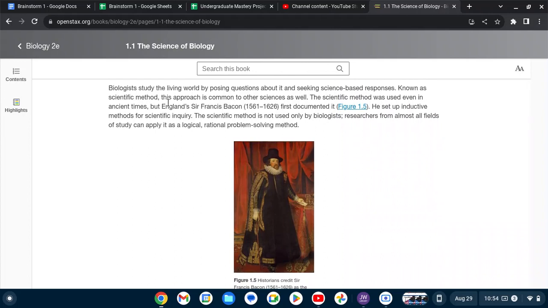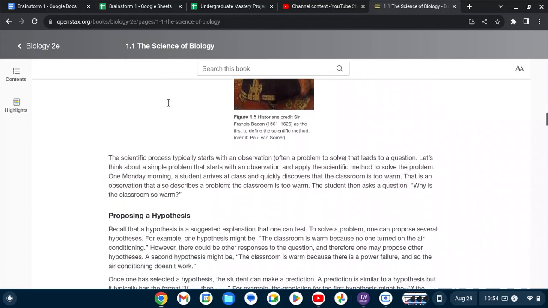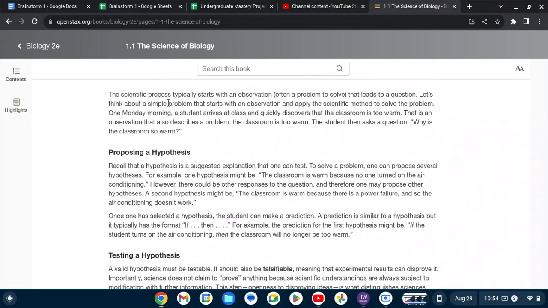The scientific method is not used only by biologists. Researchers from almost all fields of study can apply it as a logical, rational problem-solving method. The scientific process typically starts with an observation, often a problem to solve, that leads to a question. Let's think about a simple problem that starts with an observation and apply the scientific method to solve the problem.